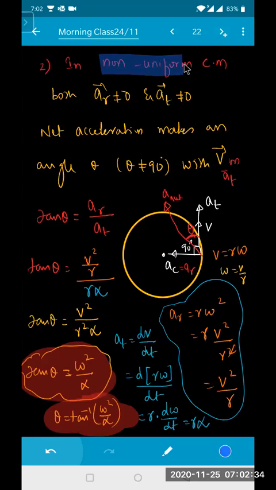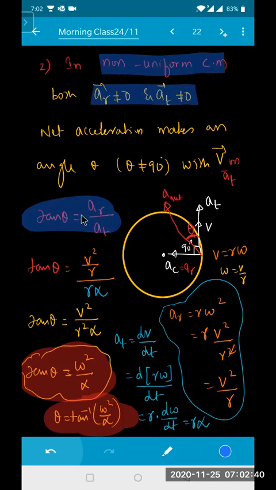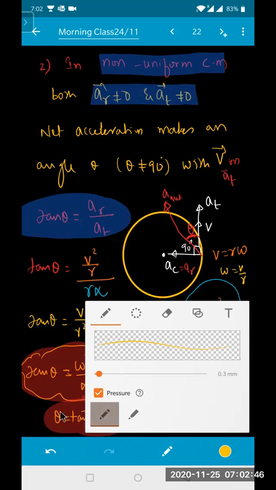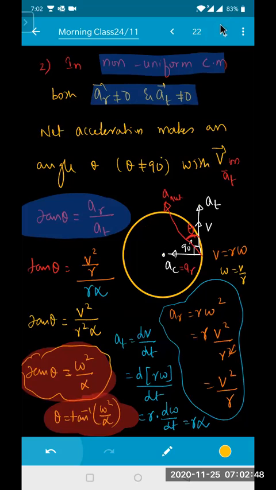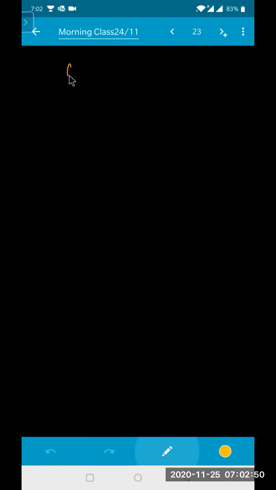Whereas in the non-uniform circular motion, the radial acceleration and the tangential acceleration are both not equal to zero. So we get the value of tan theta equal to AR by AT. Simplifying it, we got this relation. And how do you get the resultant? We can get the A net by the formula A net is equal to under root of radial acceleration AR square plus AT square, isn't it?